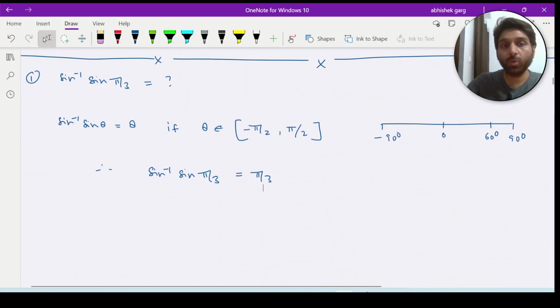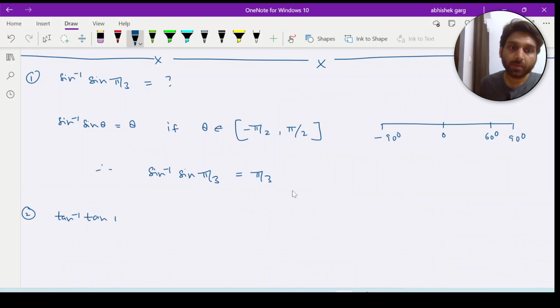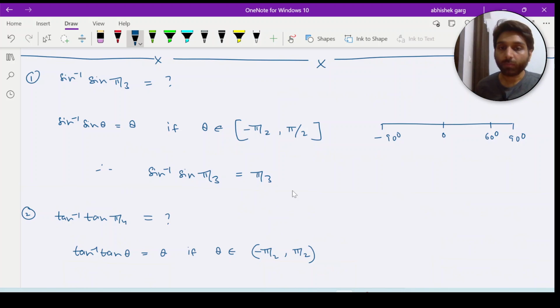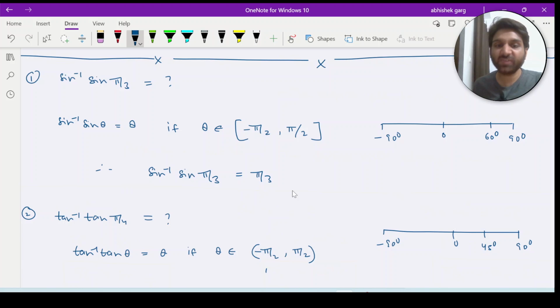Alright, let us look at one more question here. Let's say the question is asking you tan inverse tan pi by 4. Now what is the property? The property is tan inverse tan theta is equal to theta if theta is lying between minus pi by 2 to pi by 2, open interval. Of course pi by 4 is 45 degrees and 45 degree lies in between minus 90 degree and plus 90 degree, right? So by this we can say that it satisfies this criteria, and hence the answer will be pi by 4 by using this property. So this is how we use this property.